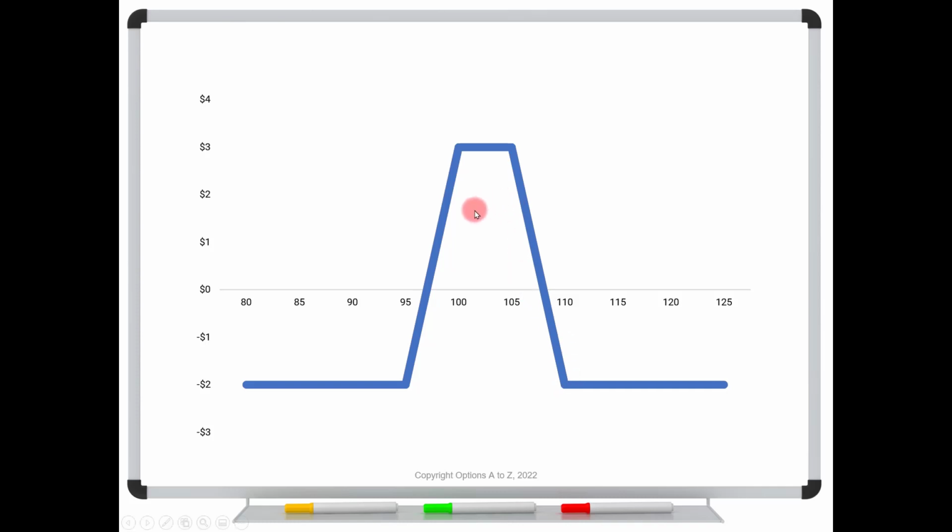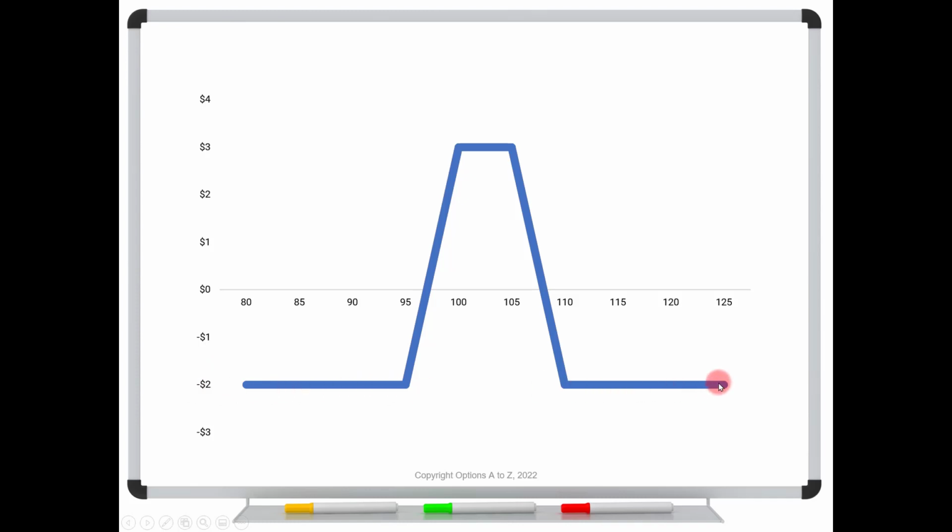So the standard condor is a neutral strategy. You can see that we want the stock to stay in a fairly neutral range. However, if it rises too far out this way, we end up in losses, albeit limited. Or if it falls too far, we end up with losses, the same number. So you can see that we lose 2 if the stock falls too far or if it rises too far.